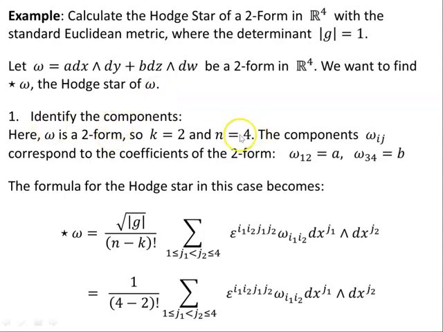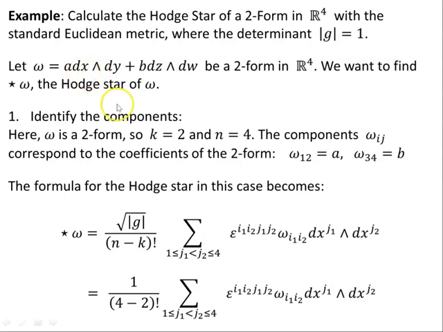Step one, let's identify the components. Here omega is a two form, so k equals 2, the degree of the form, and we're in four-dimensional Euclidean space, so n is 4. And the components, omega ij, correspond to the coefficients of the two forms. So omega 1,2 is A.